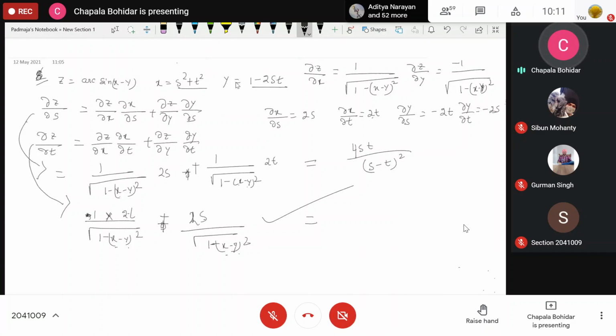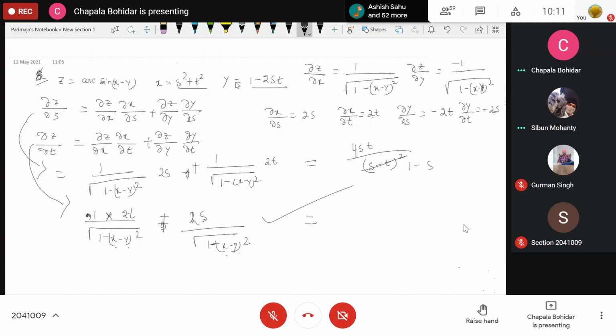Can anybody solve? Sorry, ma'am. It is 4st by 1 minus s minus t whole square plus 1 the whole square. Yes, I think it's like that. Yes, ma'am. Sorry. It is 1 minus whole minus t whole square plus 1 whole square.